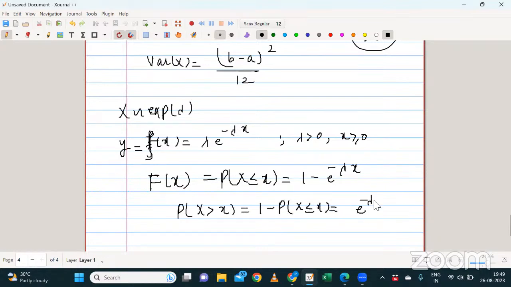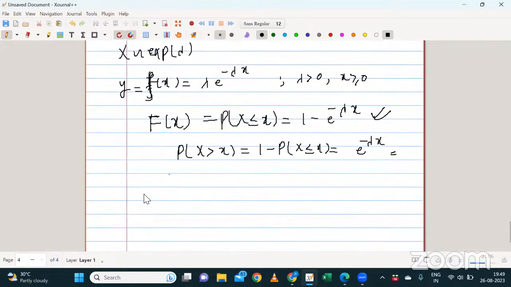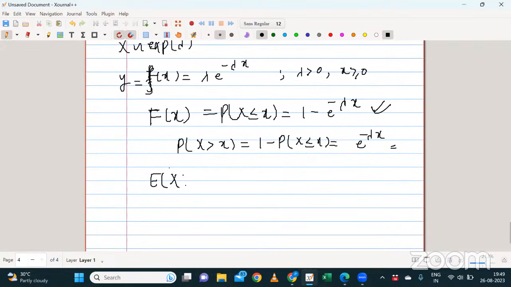It's e raised to the power minus lambda x. You can keep this in mind, and you will get it by doing 1 minus that. What is the expected value? 1 by lambda. What is the variance? 1 by lambda square.